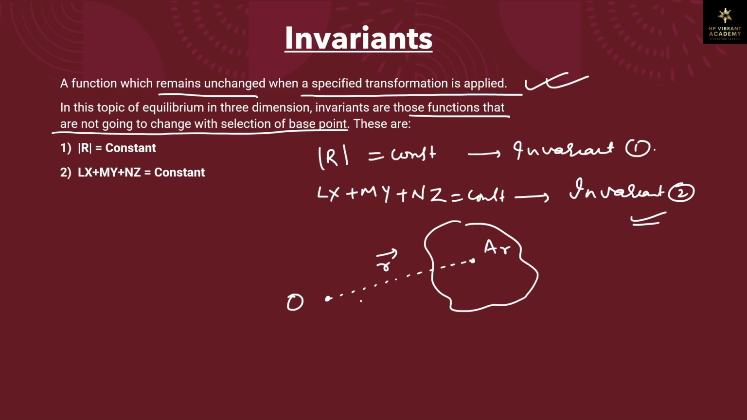Now we have changed the base point from O to O dash. Now let us take this vector as C vector. This C is a constant vector. We have studied that on changing the base point from O to O dash, there is no change in the resultant, that is, the resultant remains unchanged.